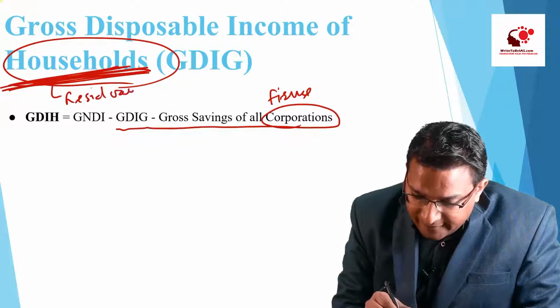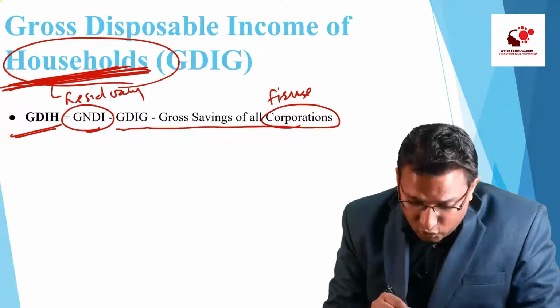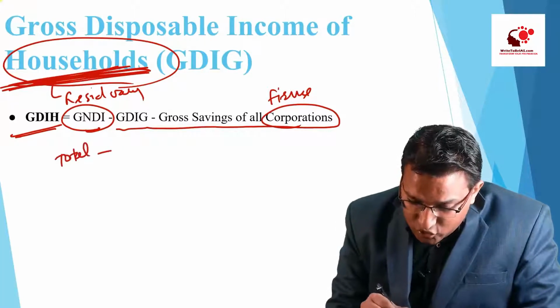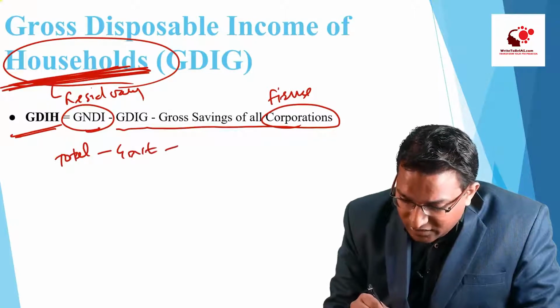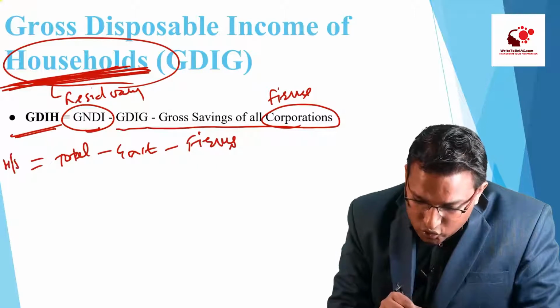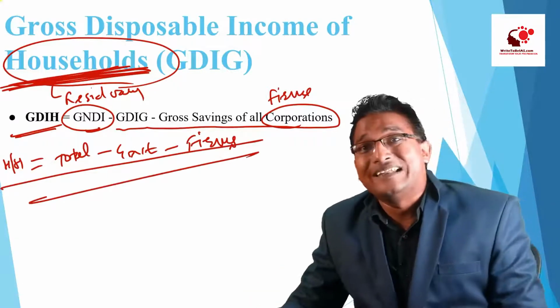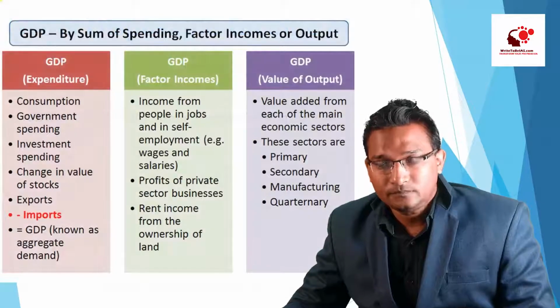What is the meaning of residuary amount? GDIH is equal to GNDI, gross national disposable income. This is the total amount. Out of the total amount, we reduce the disposable income of the government. We also reduce the disposable income of the firms. So what do we get? We get the disposable income of the household, right? So we are calculating it as a residual measure using the formula.